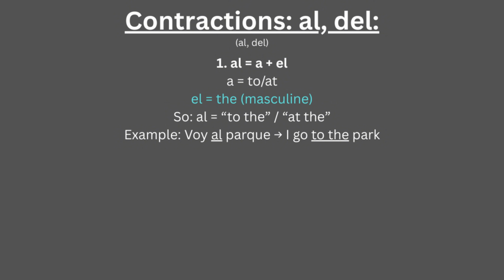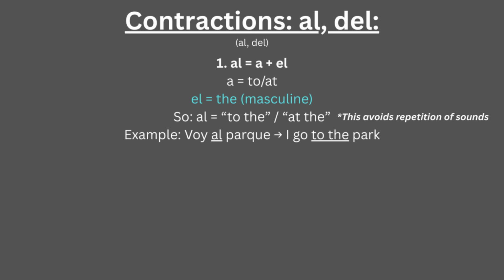In Spanish, it's possible to combine or contract two words, al and del. A means to or at, and el means the masculine, and together they make al. Spanish contracts the words to avoid repetition of sounds. An example is voy al parque.